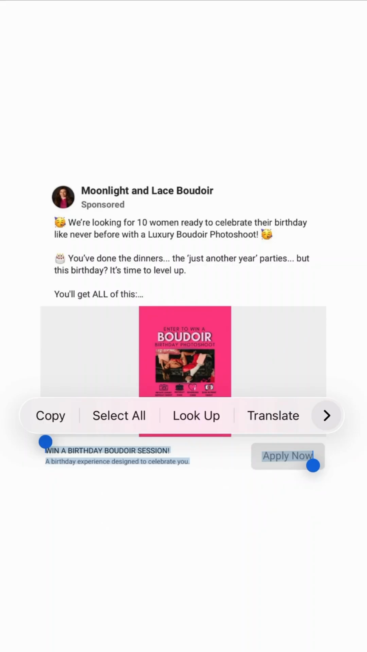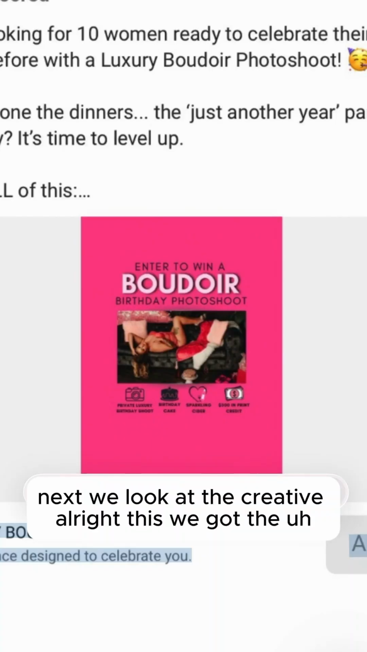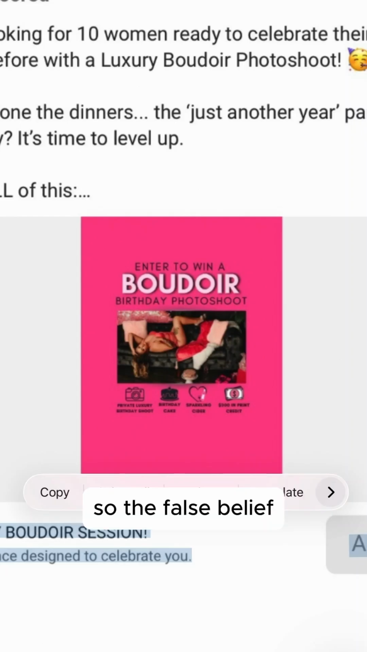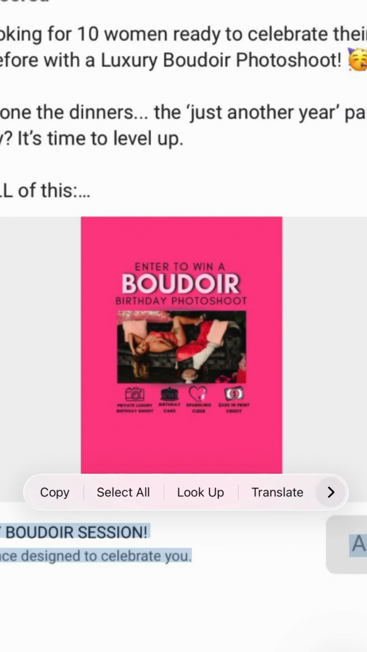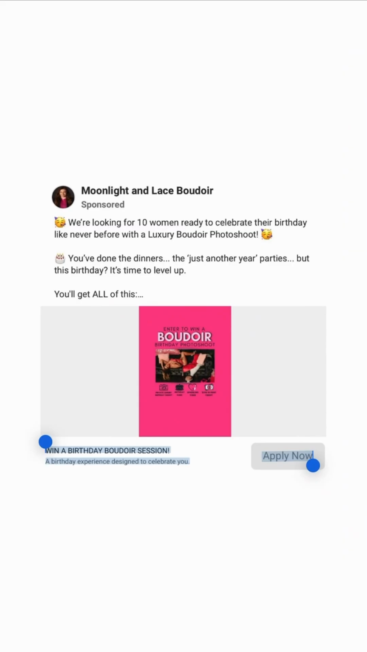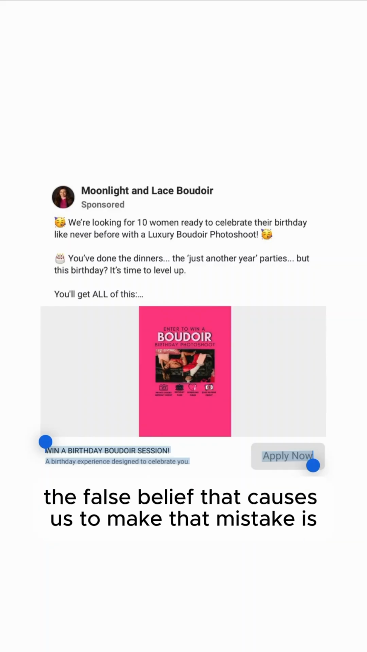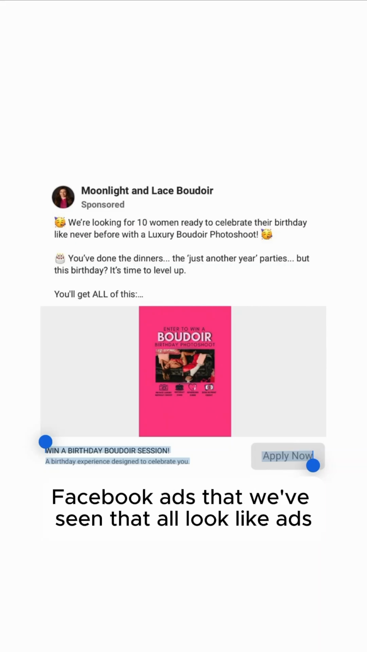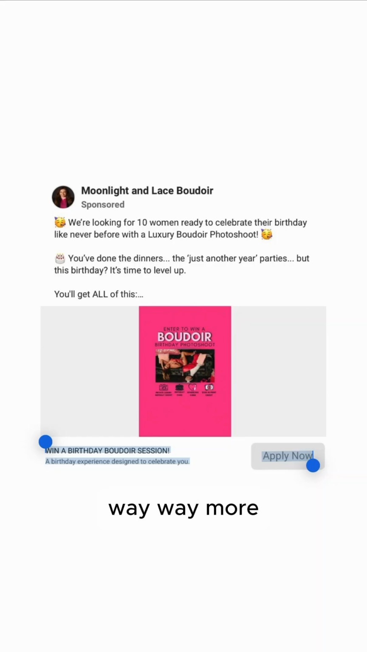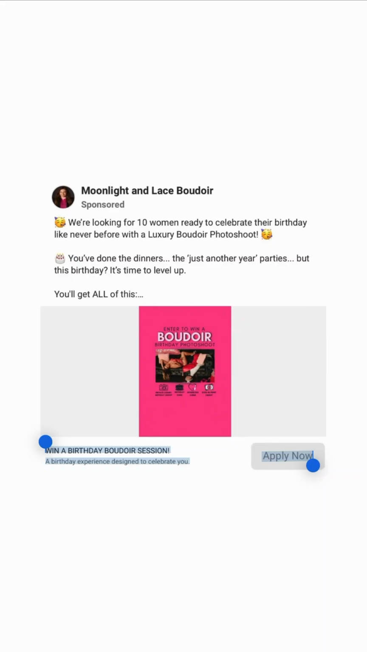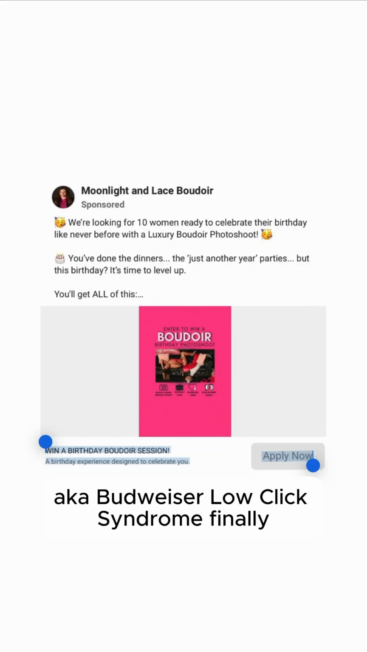So we got this. Next, we look at the creative. All right, this looks like an ad mistake. So the false belief that causes us to make this mistake is that we actually believe our Boudoir Facebook ad should look like an ad. And that's because of all these other Boudoir Facebook ads that we've seen that all look like ads. But actually what happens is this causes way more women to scroll by our Boudoir Facebook ads than necessary. So we spend that money for those impressions and waste our money. And this actually pulls down our unique CTR all under 6%, and it increases the probability that we have BLCS, aka Boudoir low click syndrome.